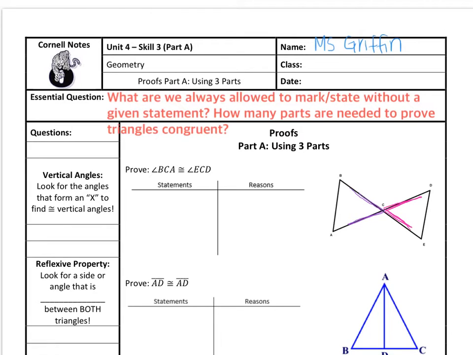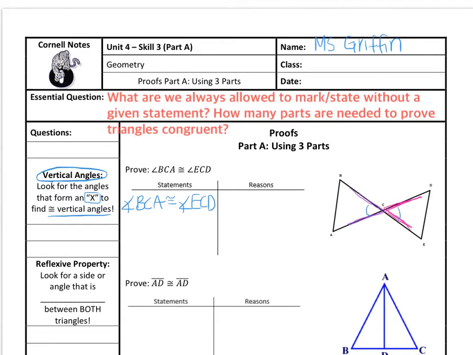Hopefully you're recognizing immediately that they are already congruent because you see that little bow tie happening. But remember, a bow tie is not sufficient to say that those are congruent. You have to think back to their actual name over here on the left, vertical angles. You always look for an X to find the congruent vertical angles. So our first statement here is just going to be that angle BCA is congruent to angle ECD.